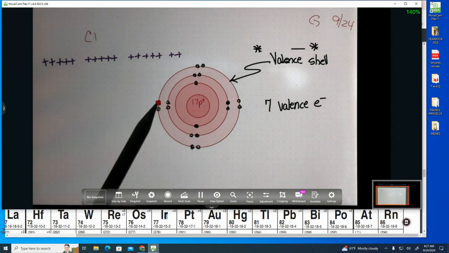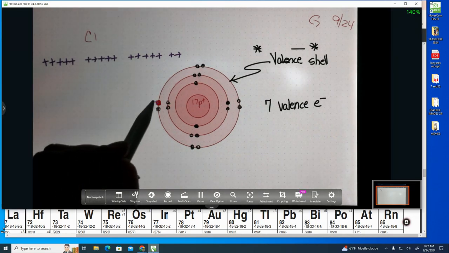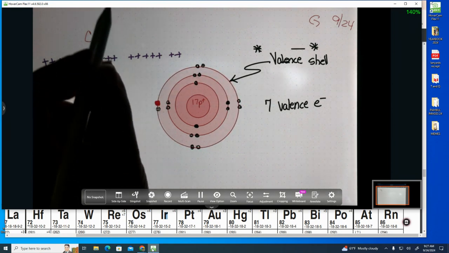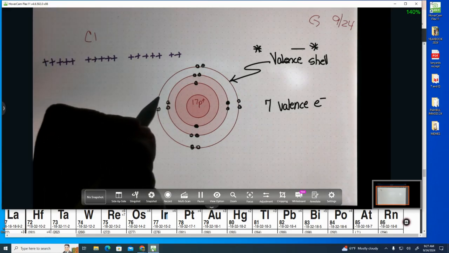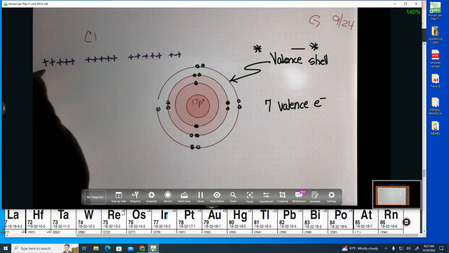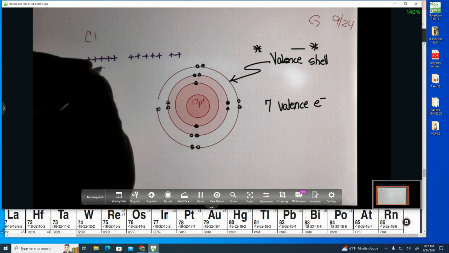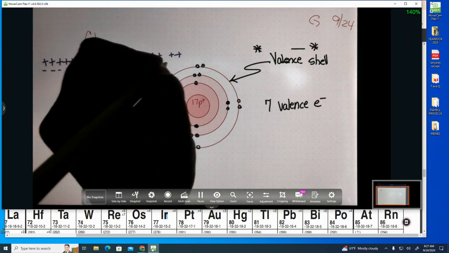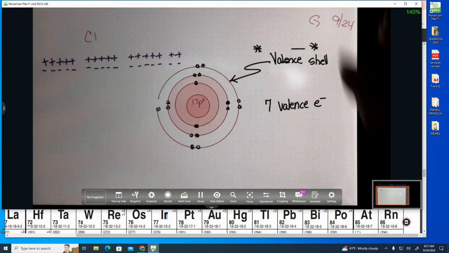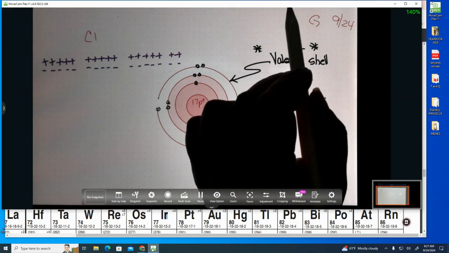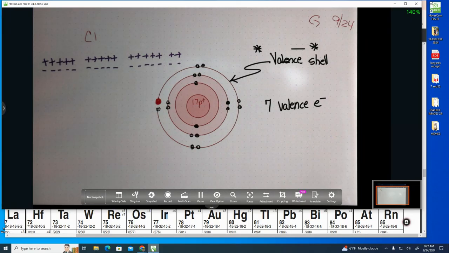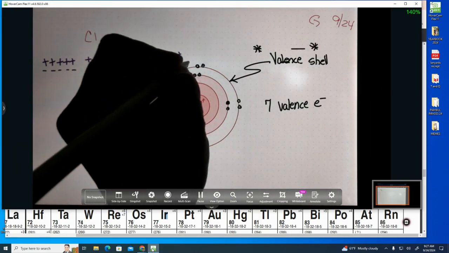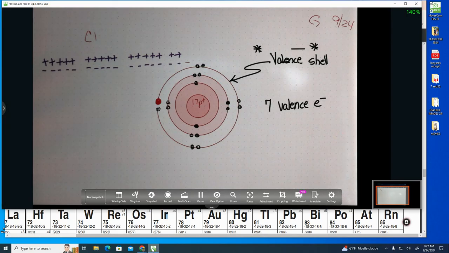And when it didn't have this red electron on it, let's pretend it doesn't have that electron from somebody else. It had 17 electrons. It was neutral. But as soon as I put that extra electron on there, now it has an extra electron. Is it neutral anymore? No.